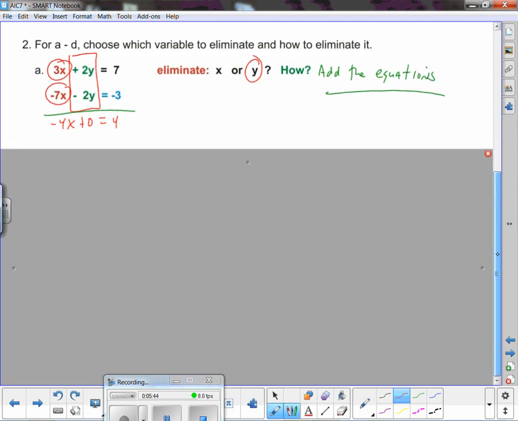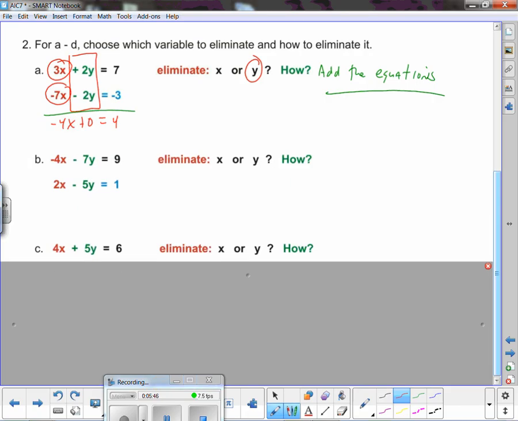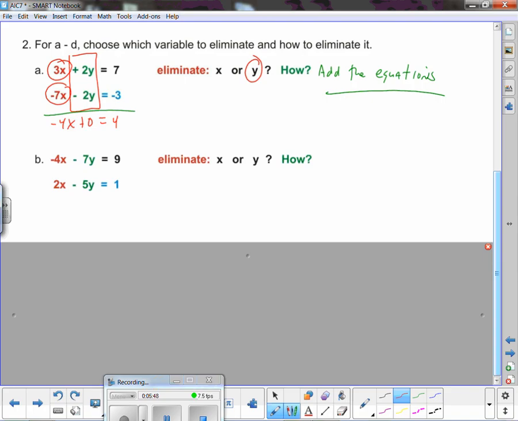All right, let's take a look at the second example here. So again, we want to make a choice. Am I going to choose to eliminate the x's, or am I going to choose to eliminate the y's? So you've got to look. I have a negative 4x and a positive 2x when I look at the x's. When I look at the y's, I have a negative 7 and a negative 5. Which ones are easier to get to be equal and opposite?